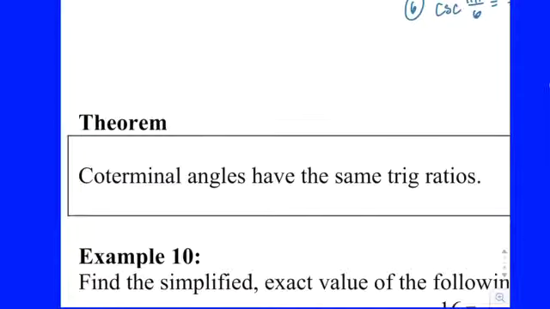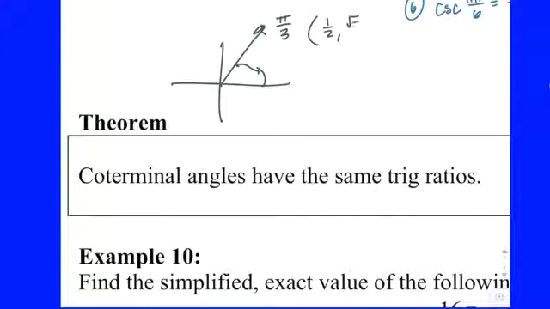One last theorem here real quickly, because I kind of just skipped the last of this. Coterminal angles have the same trig ratios. So, for instance, if I look up here at pi thirds, what's the ordered pair at pi thirds? That's right, 1/2, square root of 3/2.